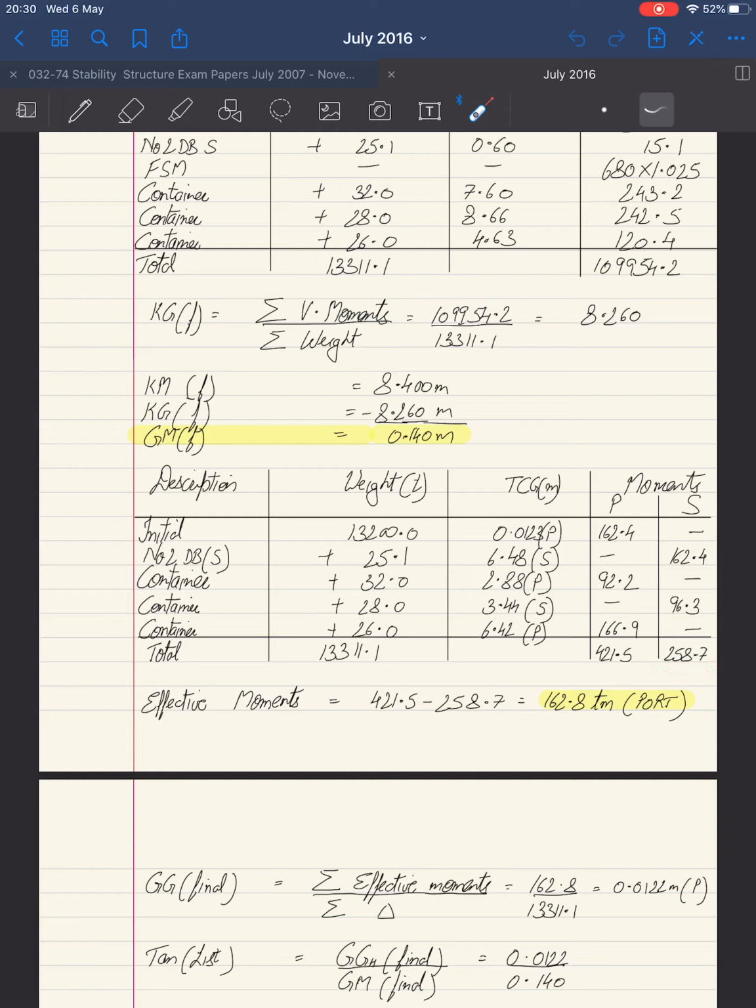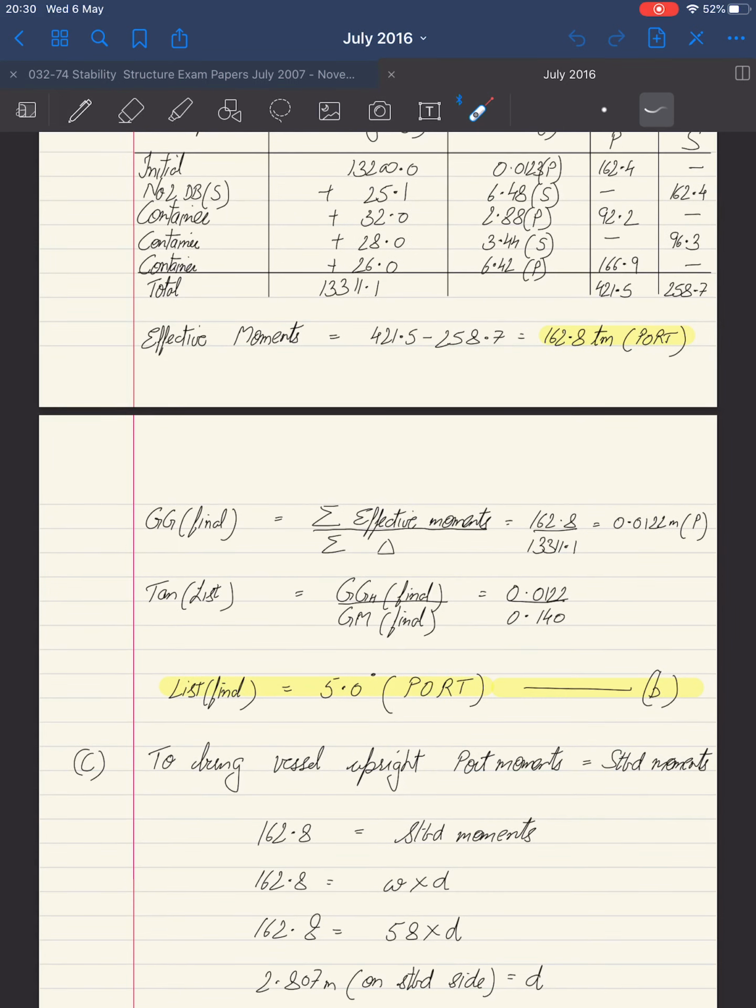The next step is to calculate the effective horizontal moments. So this means what is the moment actually acting on board the ship. So in this case, this value needs to be taken off from this value. So this is 421.5 minus 258.7, which means this is the resultant moment which is acting on board the ship, which is 162.8 tons meter, and it is acting in the port direction. This is the resultant value, I say again.